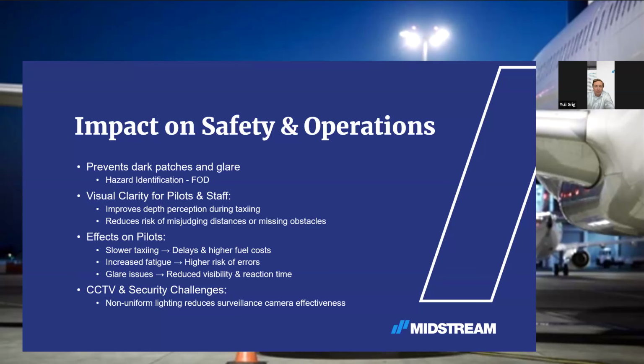Let me just quickly check my data. I think there are 500 or 600,000 movements a year. If you take just a third of that in the hours of darkness, then the cost would be somewhere near $20 million a year. So it can have significant operational expenses to an airport if lighting is poor and not up to standard. I just thought that was quite an interesting fact to share.